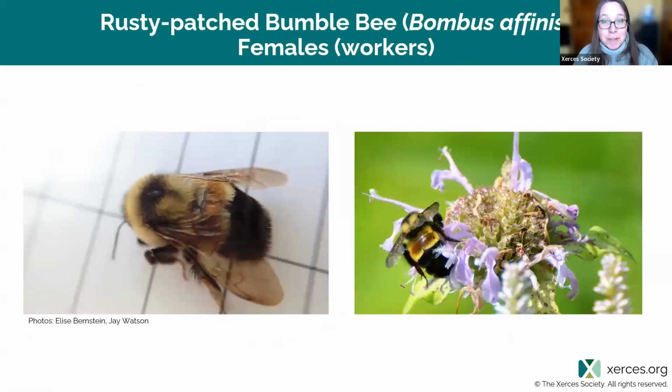All right, so let's look at some examples of rusty patch bumblebee workers. Here we have two very, very great examples of rusty patch bumblebee workers. The first thing that I always zoom in on is what is going on with that second segment of the abdomen. And we can see here for both of these individuals, they have just a really bright patch of rusty color. Zooming in a little bit more on the abdomen, we see that T1 is yellow, just as we would expect. T2 is yellow, except for right in the middle, we have that rusty patch of color. And then the rest of the abdomen is black.